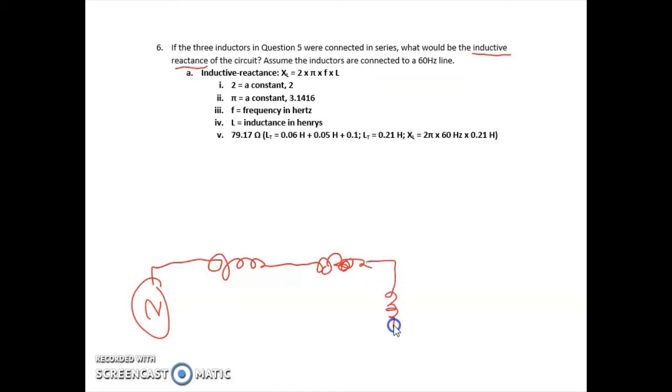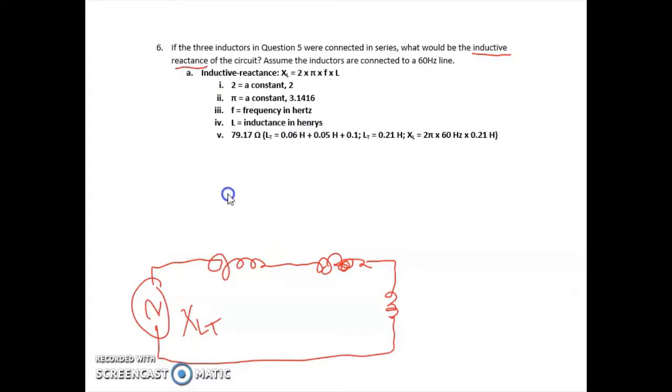Number 6, if the 3 inductors in the previous question were connected in series, what would be the inductive reactance of the circuit? Assume that inductors are connected to a 60 hertz line. So now I'm going to draw it down here. We have the 3 inductors in series, and they're looking for X sub L total, the total current limiting thing of these 3 inductors.